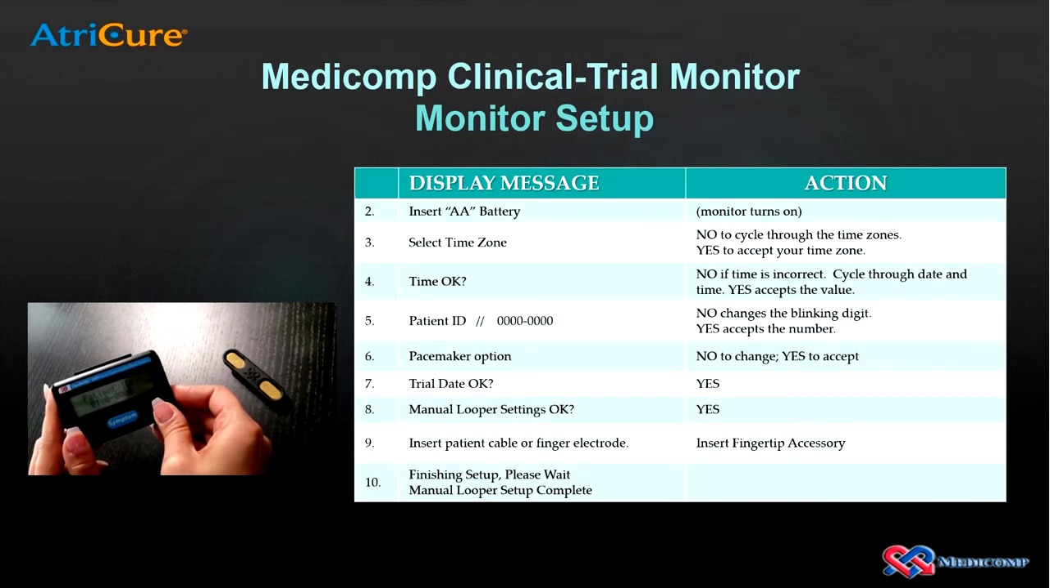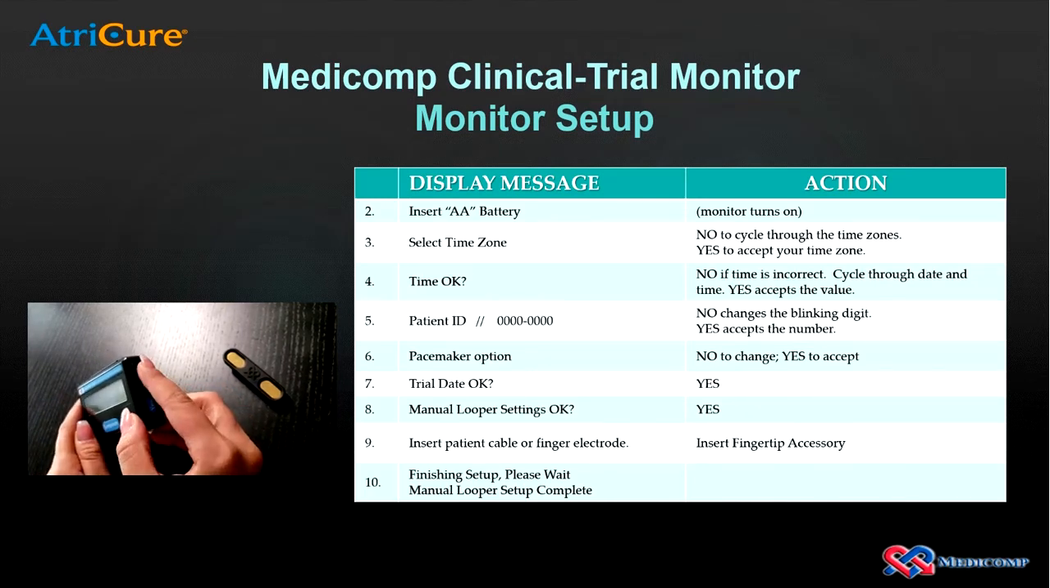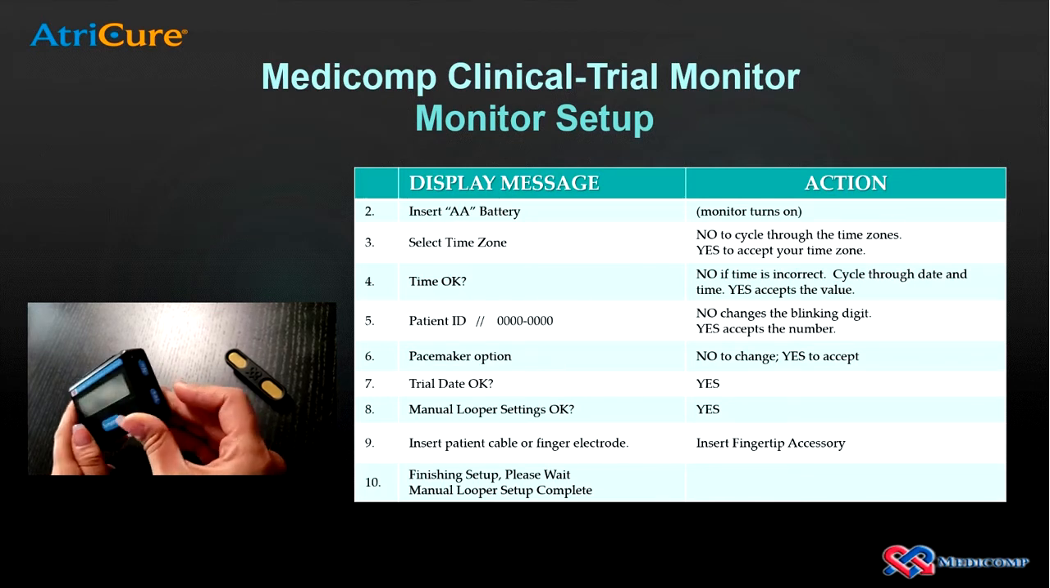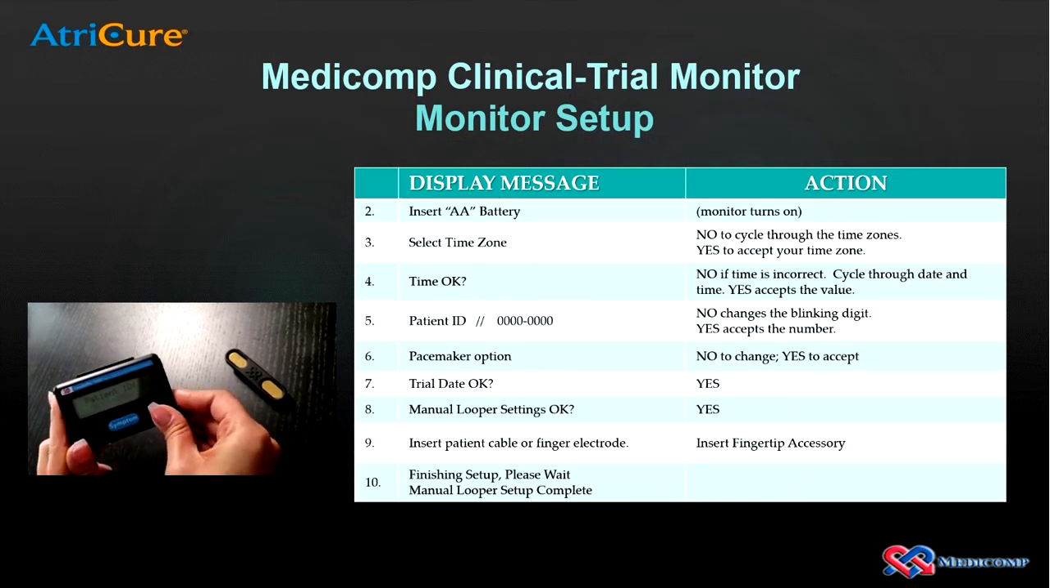The next 4 digits represent your subject number. For this example, we are using subject number 1, so go ahead and press the yes button 3 times to accept zeros for digits 5, 6, and 7. The last digit is now blinking. Press no 1 time to display the number 1, then press yes to accept.